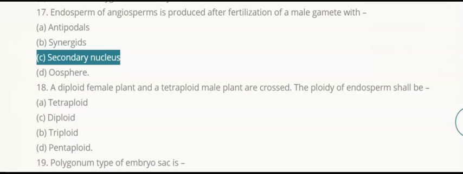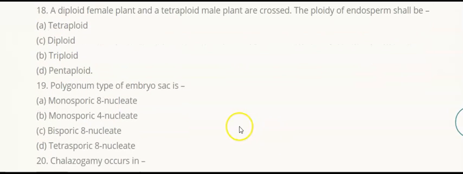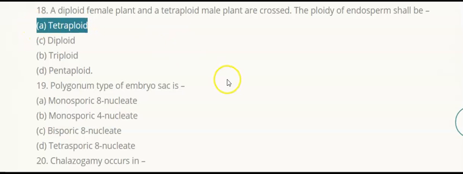A diploid female plant and a tetraploid male plant are crossed. So be careful in the question itself, students. Diploid female plant means 2n, and a tetraploid male plant means 4n condition. Anyway, we'll see what the question is. Now the ploidy of endosperm shall be. So very tricky sort of a situation, because 2 types of fertilization takes place here. One is formation of seed, and second is for the formation of endosperm.